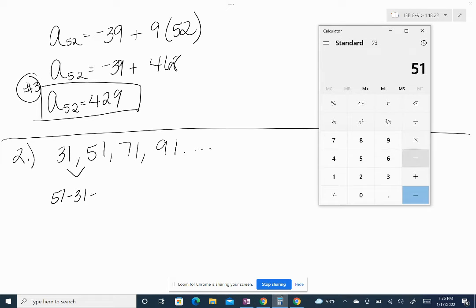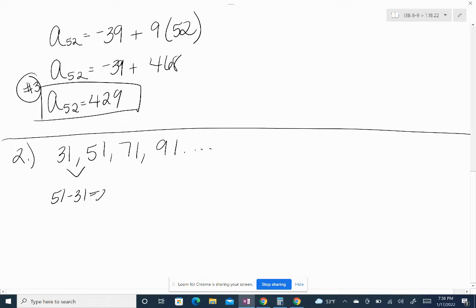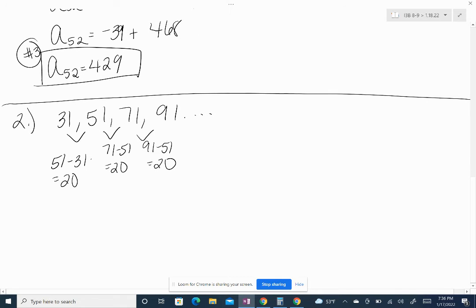And that's going to give me 51 minus 31 equals 20. Okay. And you can do that really for every single set. So 71 minus 51 equals 20. 91 minus 71 equals 20. Sorry, this is supposed to be 91 minus 71. Okay, that means our common difference, or our D, is going to equal 20.